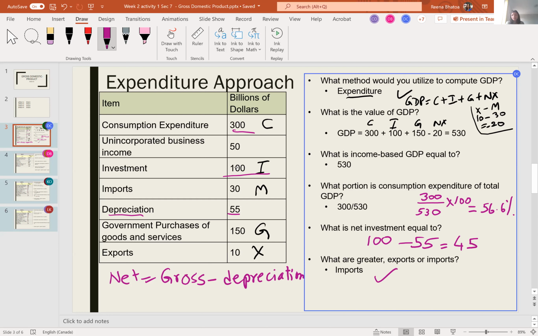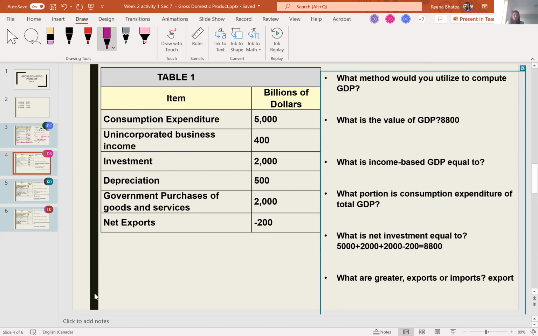And what is greater, export or import? It's clearly given. Imports are greater than exports. If we are okay so far, I'm moving to the next slide. Next is again a similar question, and you are going to answer the questions in here now.